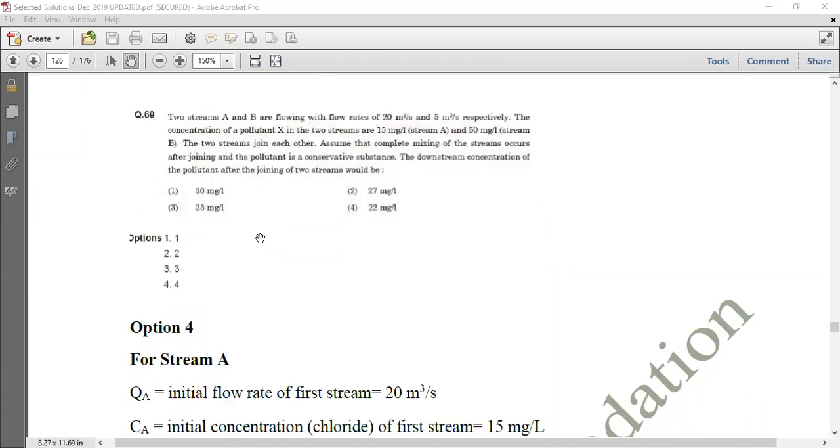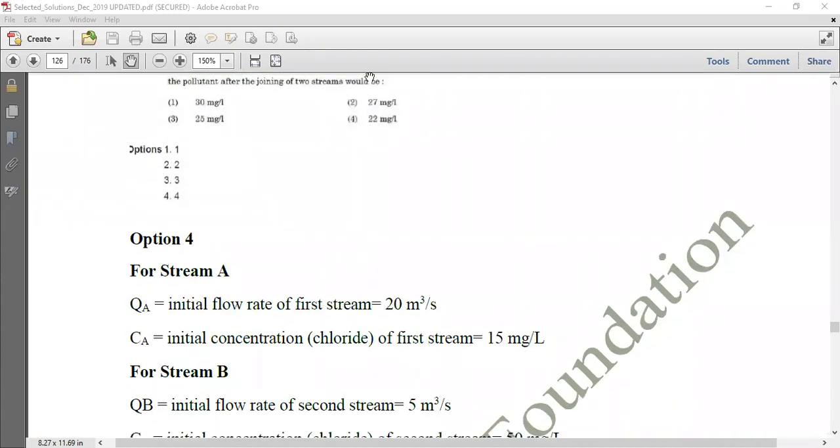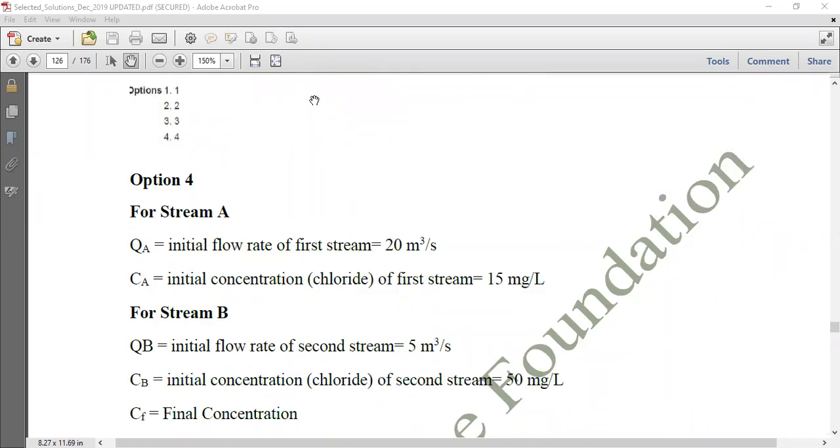So let's assume some things, as given in the question. Let us suppose the initial flow rate of the first stream, which we marked as A, is Q1, 20 cubic meter per second, and the initial concentration of chloride in the first stream was 50 mg per liter. Then for stream B, QB, the initial flow rate, is 5 cubic meter per second, and Cb, the initial concentration of chloride in the second stream, is 50 mg per liter.